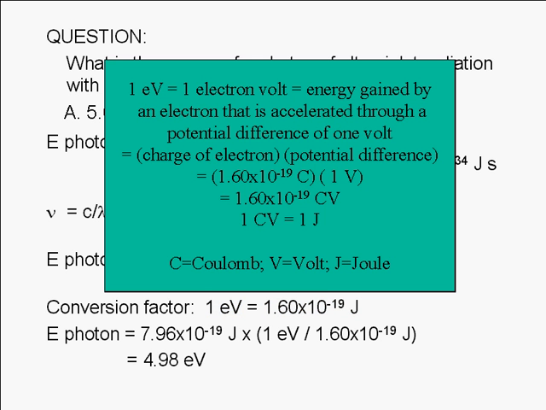An electron volt is the energy gained by an electron when it is accelerated through a potential difference of 1 volt. This energy is equal to the charge of the electron, 1.60 times 10 to the negative 19 coulombs, times the potential difference of 1 volt, or 1.60 times 10 to the negative 19 coulomb volt. 1 coulomb volt is equal to 1 joule.